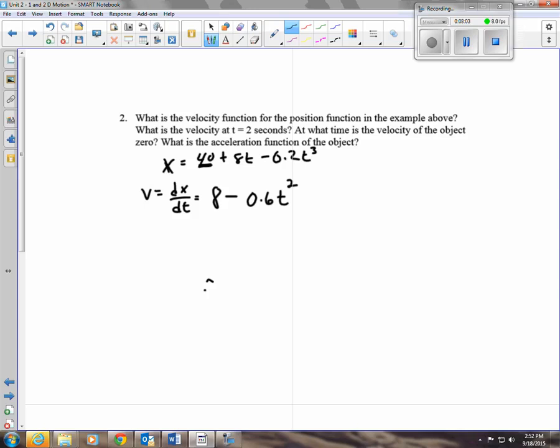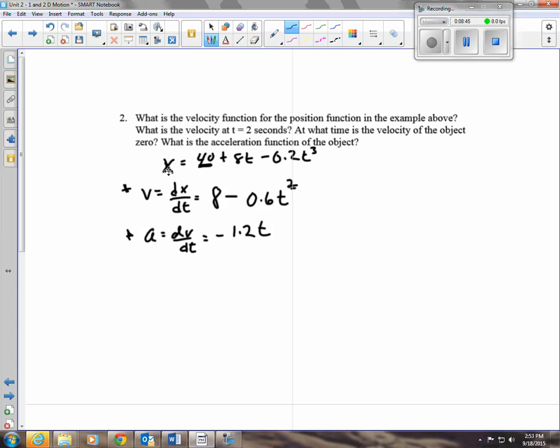Now, if I want to find the acceleration, I'm skipping ahead a little bit. The acceleration is the derivative of that. So a is dv by dt. Now, this first term in the velocity, 8 is a constant. When I take the derivative, that's going to drop away. So for the next term, I take this 2, multiply it out front. 2 times 0.6 is 1.2, so minus 1.2 t, because 2 minus 1 is 1. T to the first is just t. So now I've found the velocity function and the acceleration as a function of time.